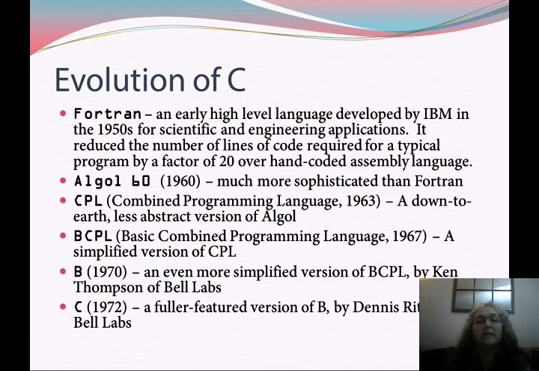CPL was less abstract, easier to use than ALGOL. And then CPL was simplified further with BCPL. An even more simplified version was simply called B, developed by Ken Thompson of Bell Labs. Maybe it was a little too simple. Features were added back in 1972 to create C from B.